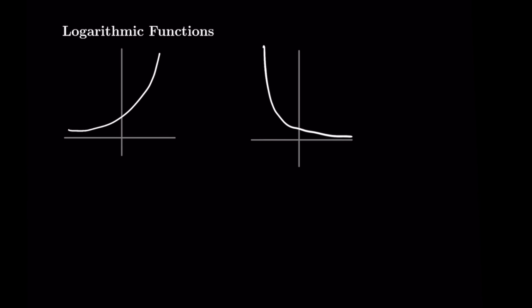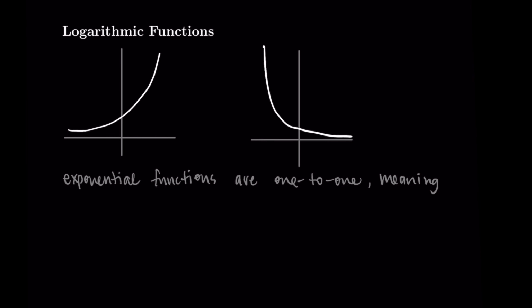If we look at both of these graphs, exponential functions are one-to-one. So they pass both the vertical and the horizontal line test. All of the inputs have only one output, and all of the outputs have only one input. Having that one-to-one property means that they're going to have inverses. And the inverse function we're looking for is going to be our logarithm.